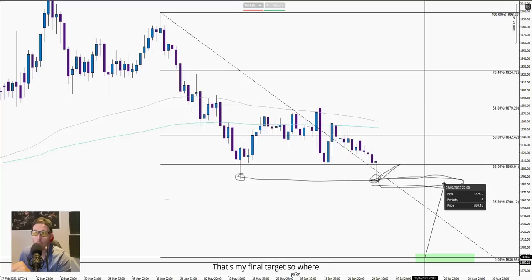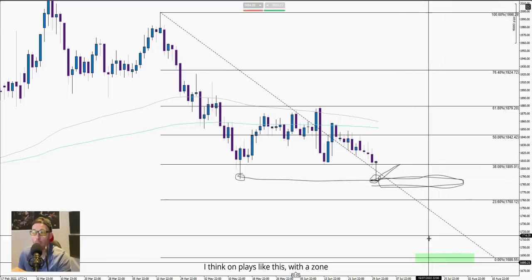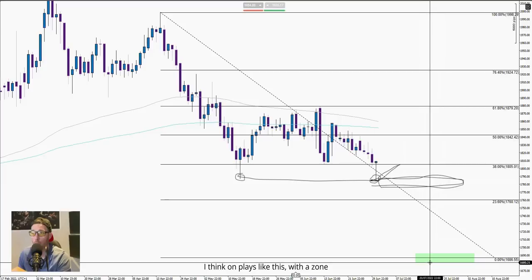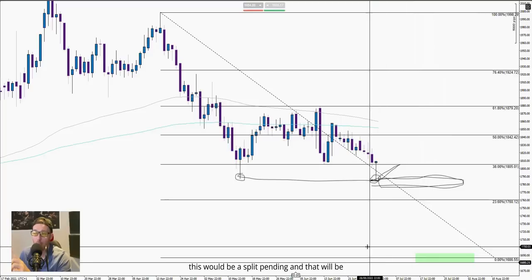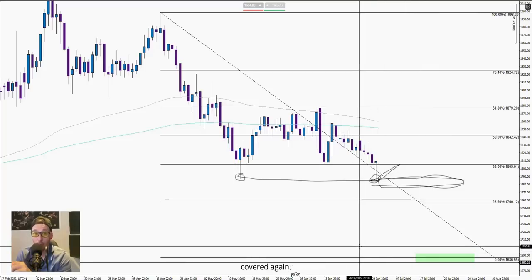So where to aim for the initial target? I think I'll play like this with a zone that is relatively big, around 100 pips. So this would be a split pending, and that will be covered again. Something we'll cover later; I would like this first to play out just to see, and then cover that.